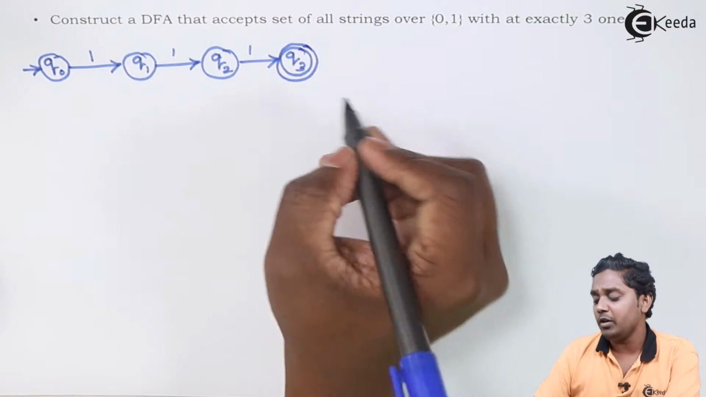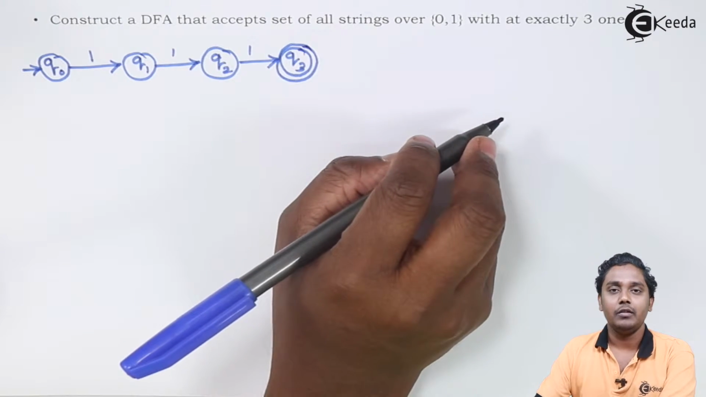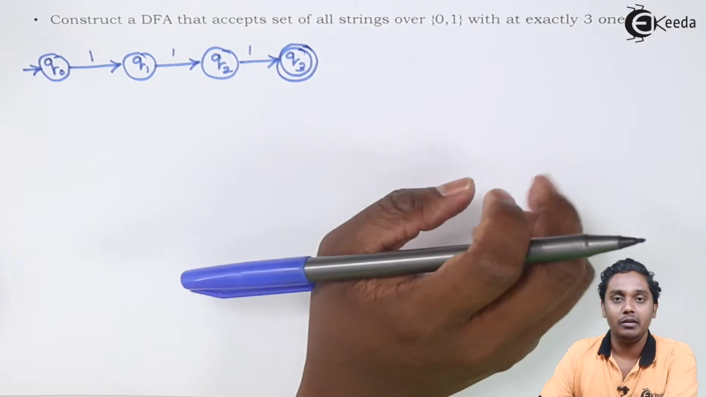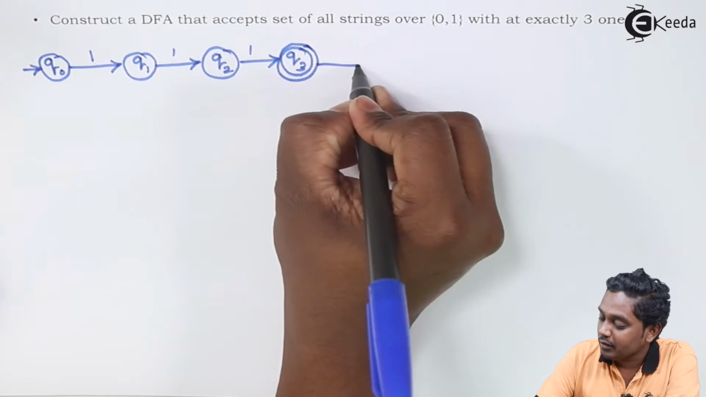Now if more than 3 ones are there, we have to reject them. In the last case, it was at least 3 ones, so we were accepting even more than 3 ones. Now it is exactly 3 ones. That means we have to reject even ones more than 3. So we will have a trap state over here.